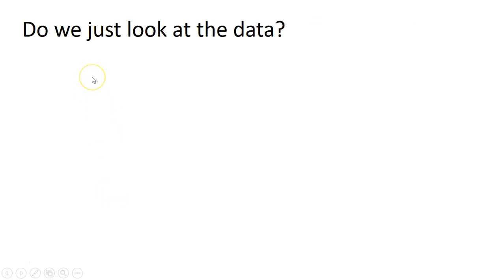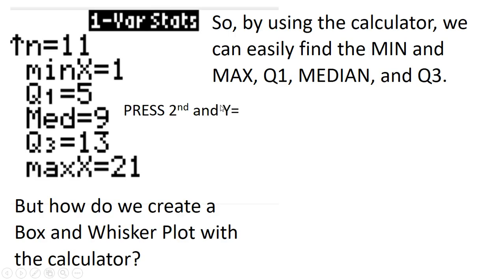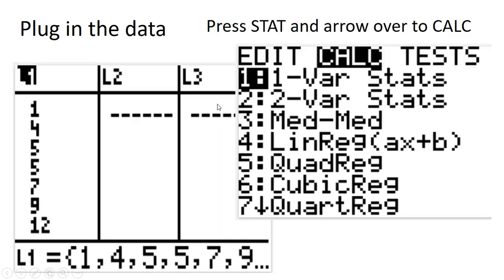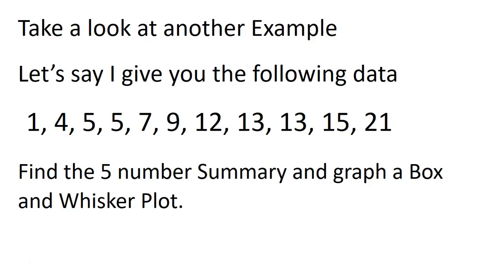So, do we just look at the data and go, oh, there's an outlier, right? Is 21 an outlier, for example, of the data set? Most would say yeah. But then is 19 an outlier? If you don't remember the data, I'm going back to find it, the data I had you plug in. There you go. Is 21 an outlier? Who knows? Maybe it is, maybe it isn't, is what we're trying to figure out.